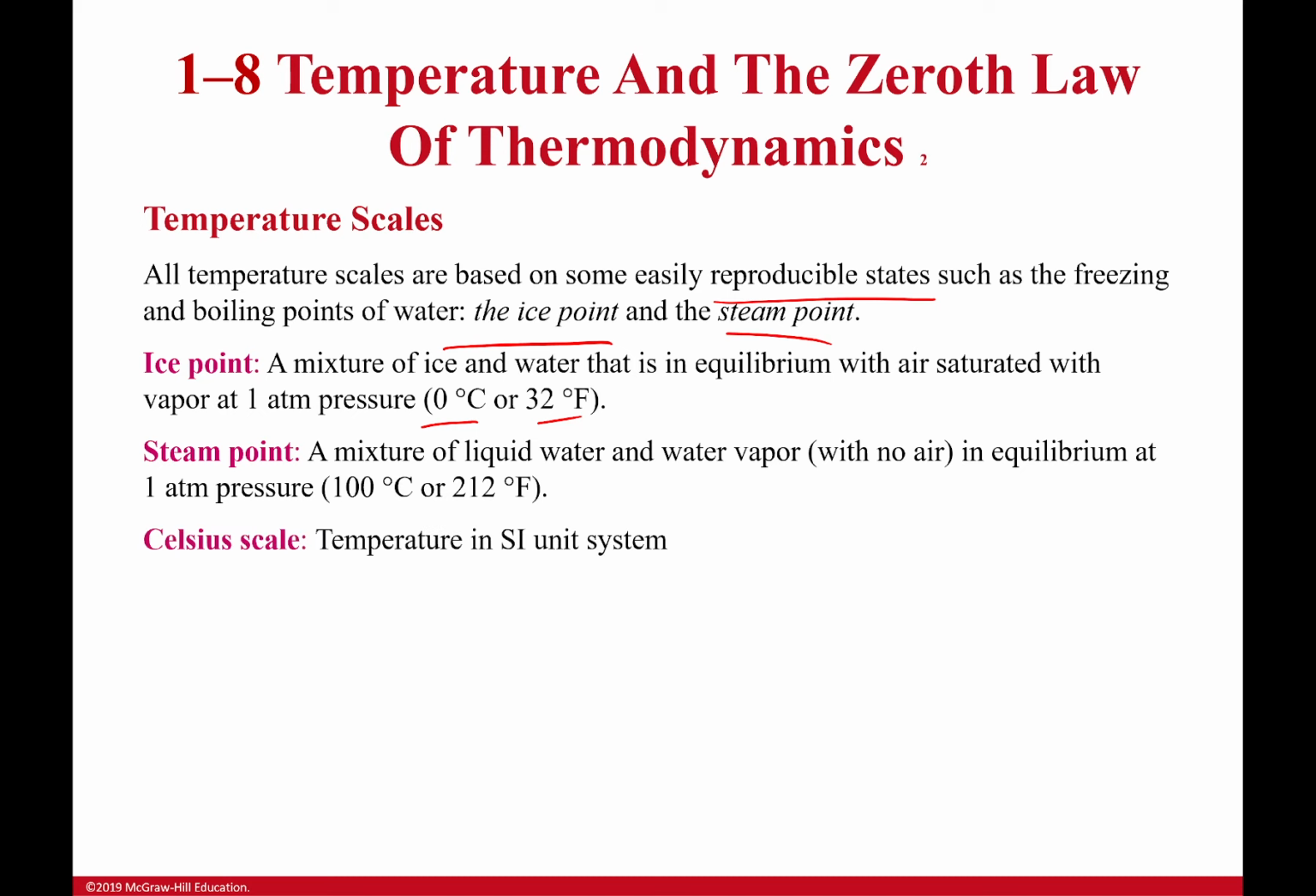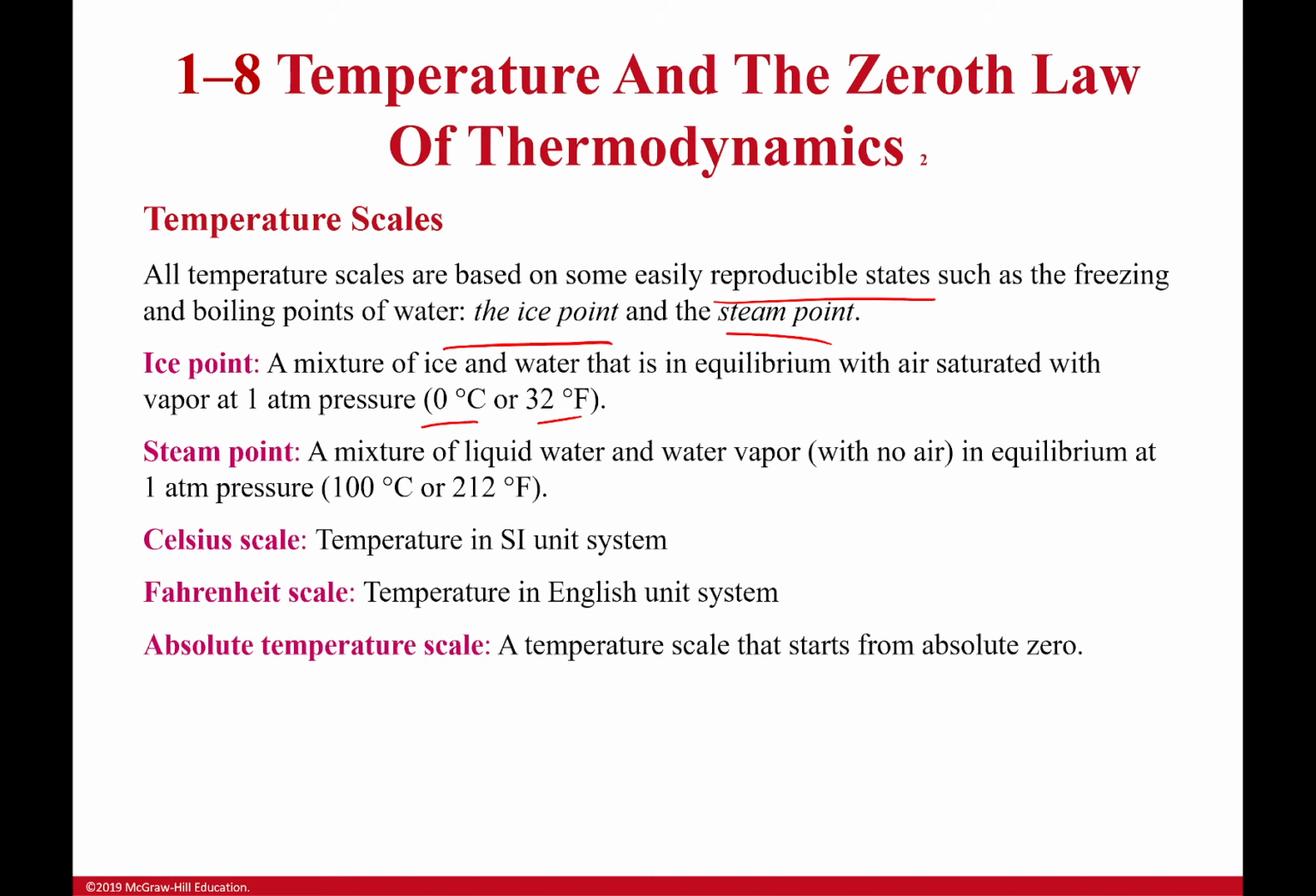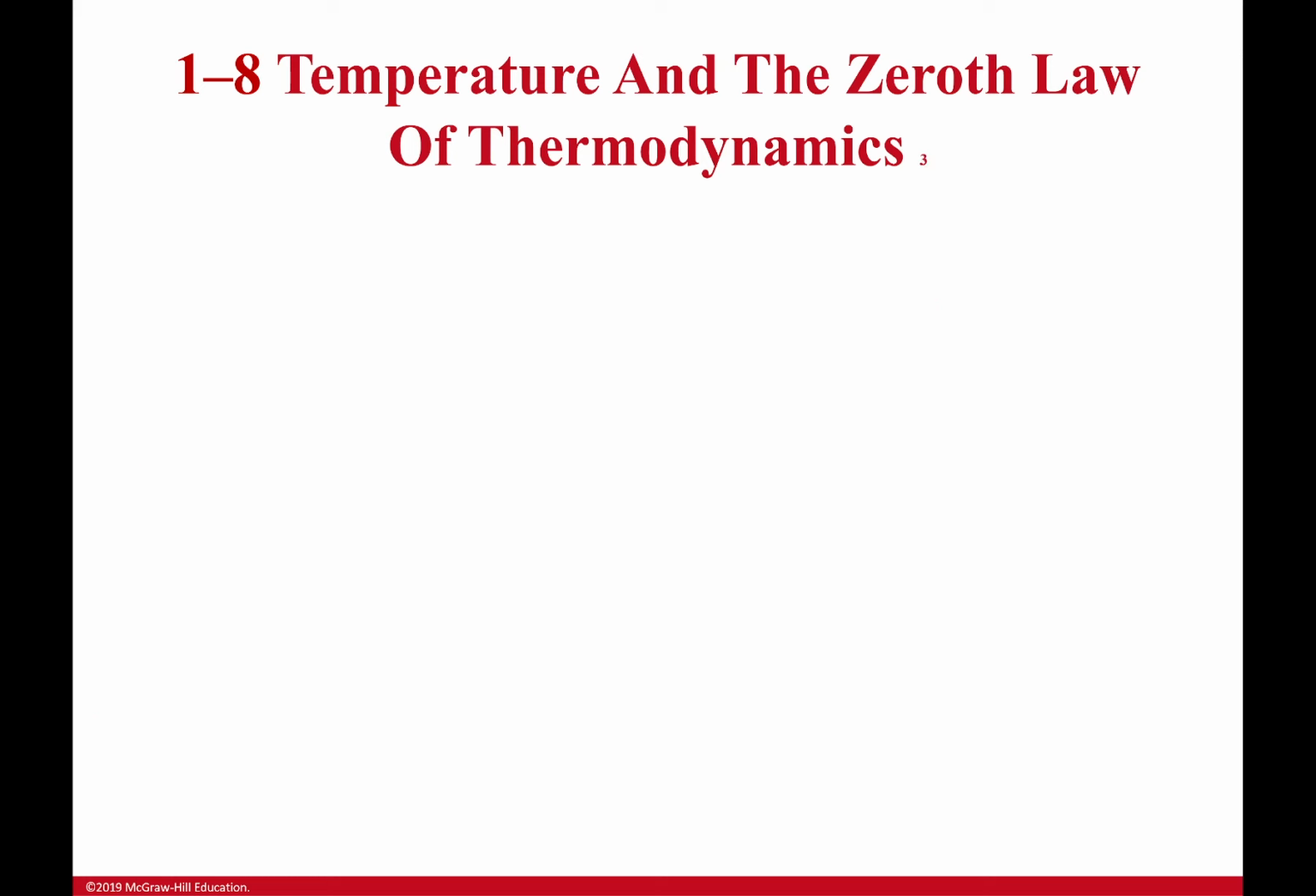So, Celsius is what we use for SI, Fahrenheit is what we use for the English system, and finally we have something called an absolute temperature scale. This is a temperature scale that starts from absolute zero, and these are called Kelvin and Rankine. As a note, Kelvin goes with Celsius, Rankine goes with Fahrenheit. But what in the world is absolute zero, and why would I care about this? Well, let's talk about absolute zero, and then we'll figure out where we're going from there.